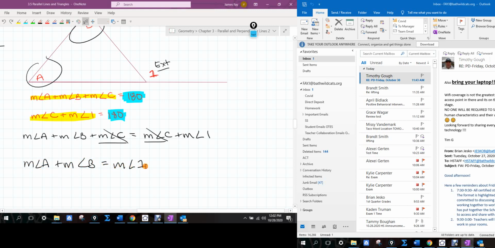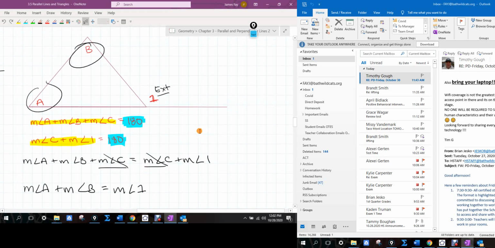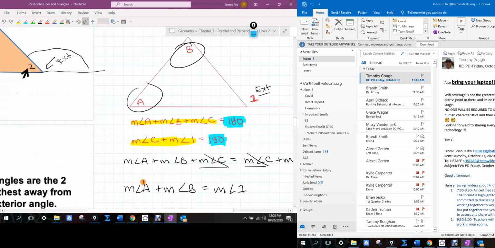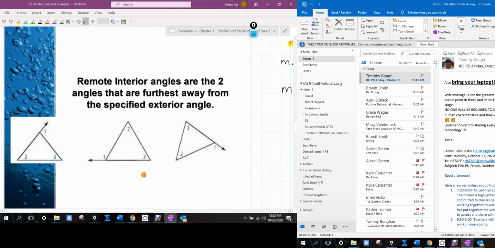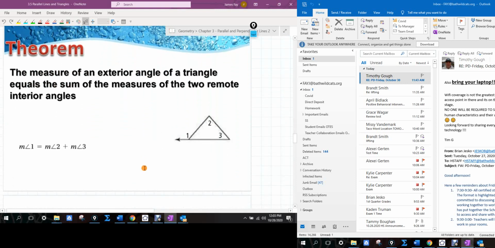Does that make sense? And we've just proven that. We didn't write it as a traditional two-column proof with statements and reasons. We got the statements, but we didn't write down the reasons. But we can now convince ourselves, because I didn't use any specific values for A, B, C, and angle 1, and we came up with this conclusion. So that's the new property identified in this theorem. It says the measure of an exterior angle of a triangle is equal to the sum of the measures of the two remote interior angles. So an exterior angle is equal to the two remote interiors added together.